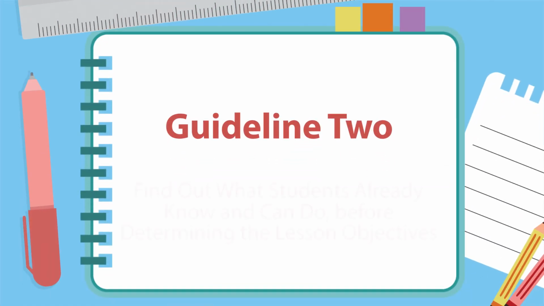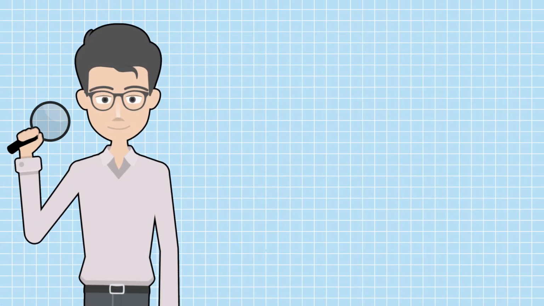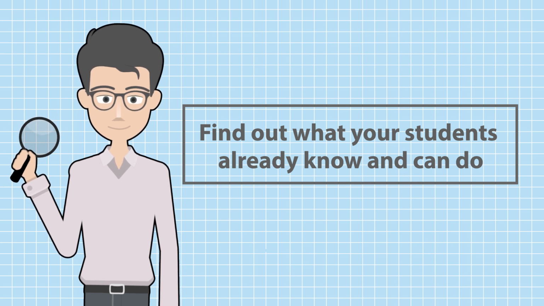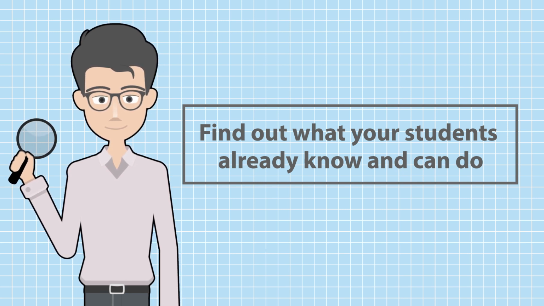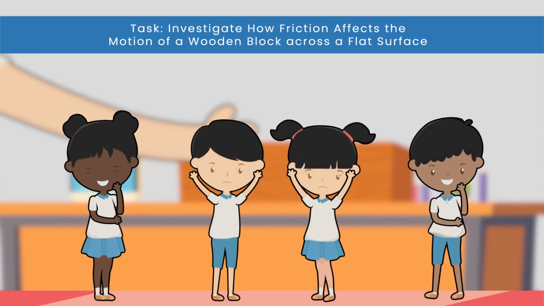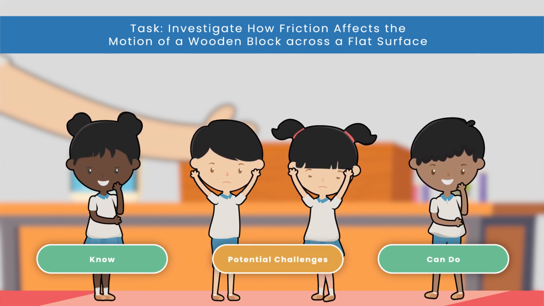Guideline 2. Find out what students already know and can do before determining the lesson objectives. In this way, you will have greater clarity about what needs to be taught based on your students' understanding and capabilities. It will also alert you to the potential challenges that they may encounter in the learning process.